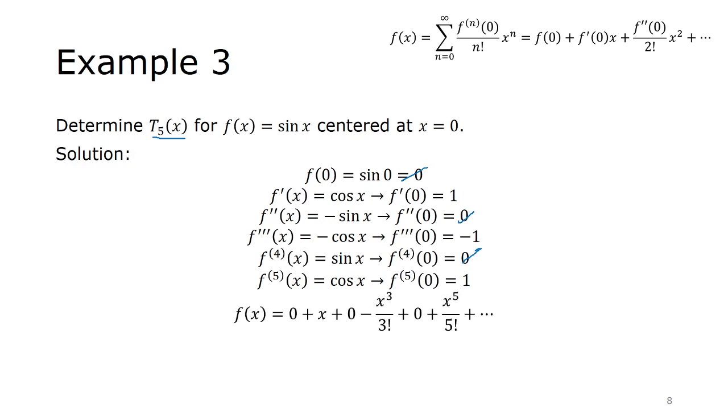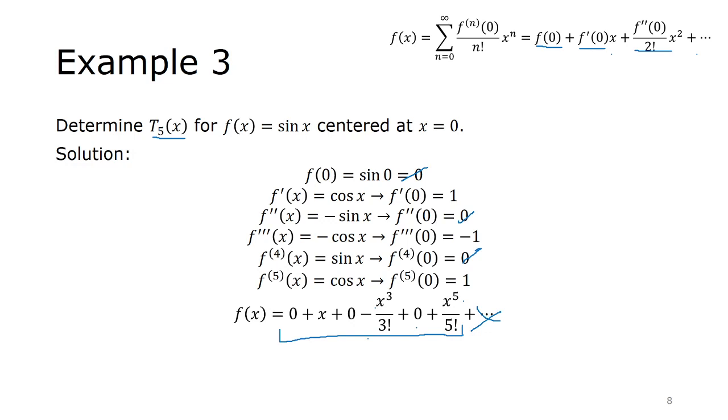And so plugging them in, right, f of 0 is 0, f prime of 0 is 1 times x, and so on and so forth. That second one is going to be 0. The third one, the third degree term, we're going to end up with a negative 1 there, so we have minus x cubed over 3 factorial. The next one's 0, and then x to the 5th over 5 factorial. We can actually get rid of the ellipsis here. This would be your fifth degree Taylor polynomial.